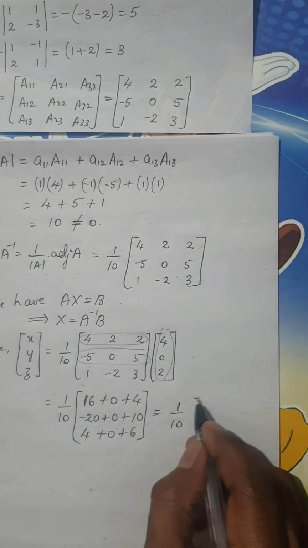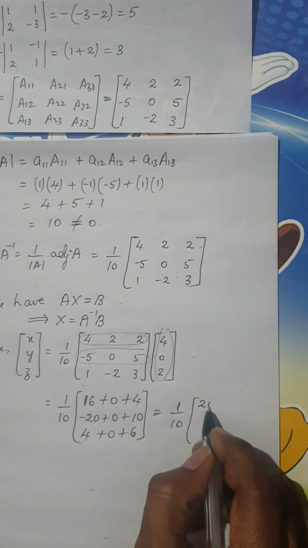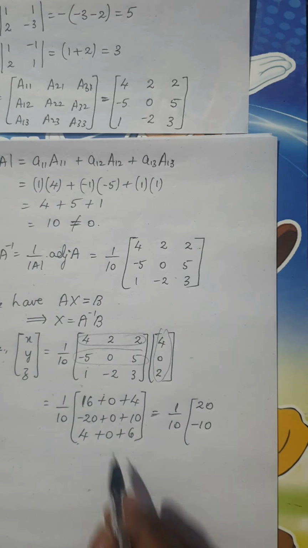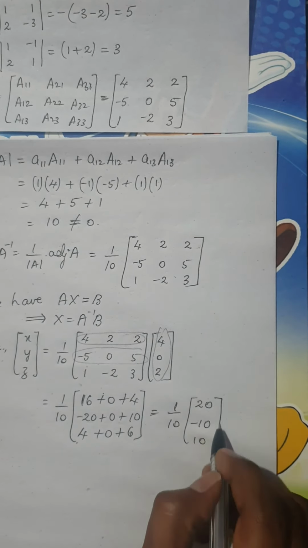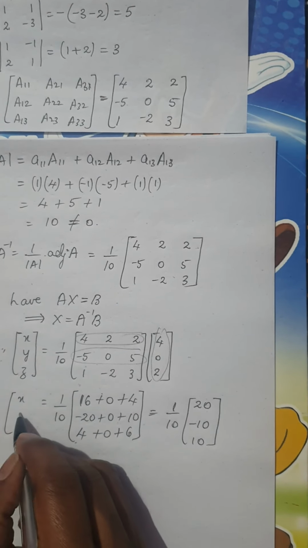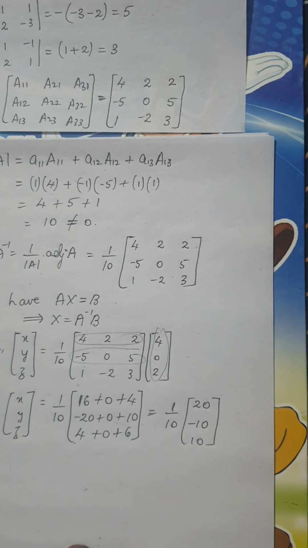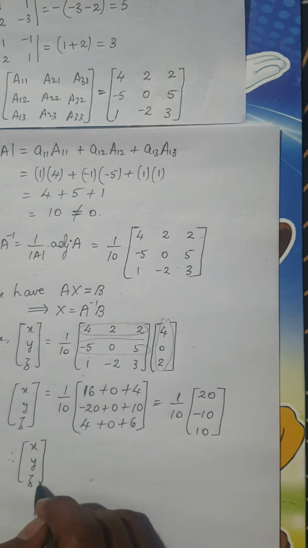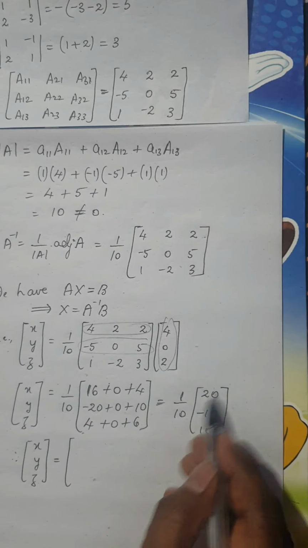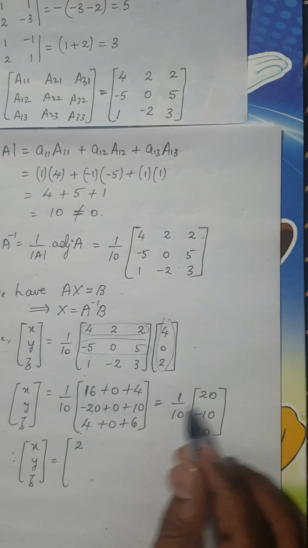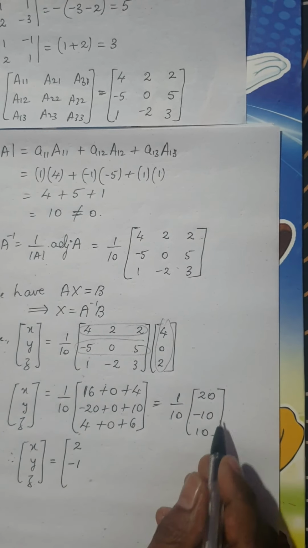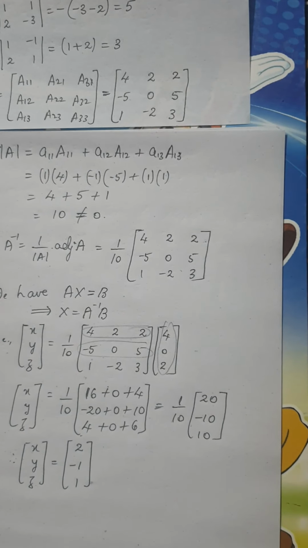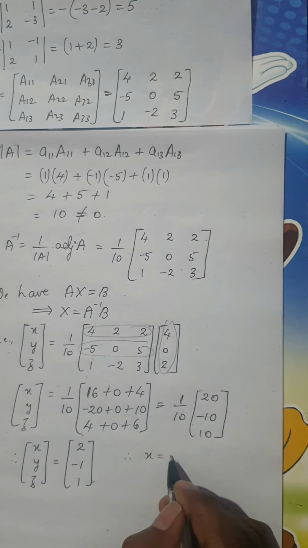Is it clear? 1 by 10 into, just add up, 16 plus 4 will give me 20, minus 20 plus 10 will give me, please be very careful, minus 10, and 6 plus 4 will give me 10. What is actually the left hand side? I have X, Y and Z, the column matrix. Therefore, you can write X, Y and Z is nothing but, divide it, 20 by 10 will give me 2, and 10 minus 1 times is minus 10, and 10 1 times is 10. Okay, from this I am going to write, therefore X value is 2.